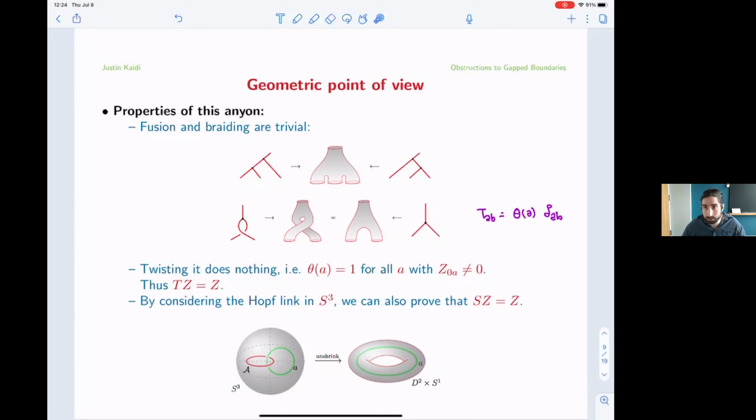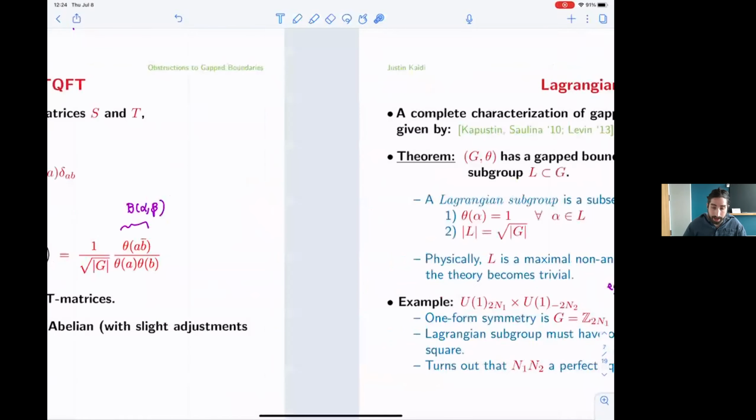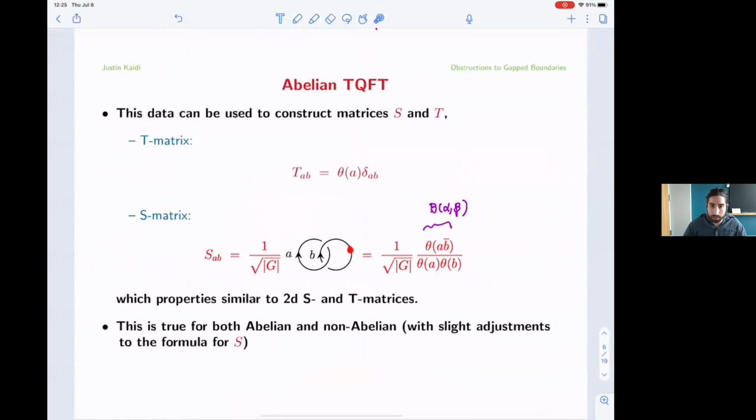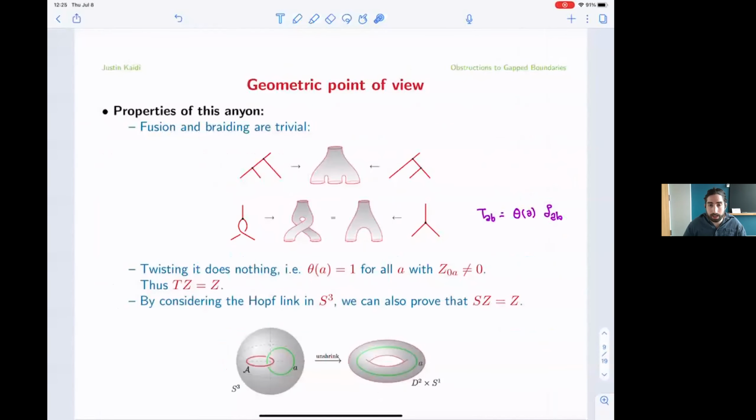But something which is more non-trivial than Tz equals z is that actually Sz is also equal to z, where S was the S matrix. And we can prove that graphically as follows. First, remember that S was obtained by looking at the amplitude for the Hopf link between a and b. This gave me the ab element of S. Now the picture to consider is the following. Let's consider the Hopf link between fancy A and little a here. So I'm just redrawing it here.